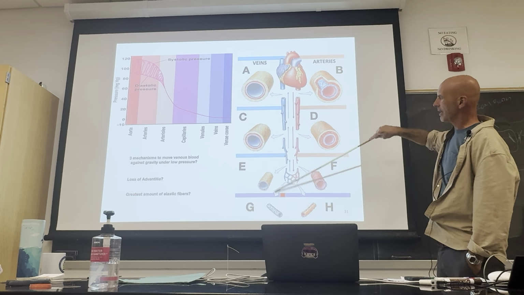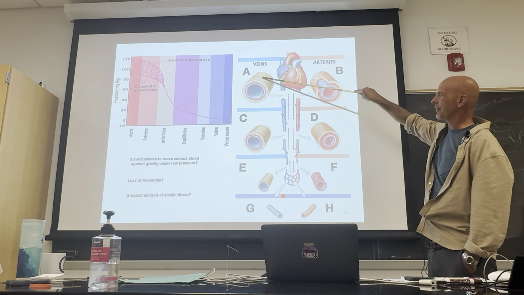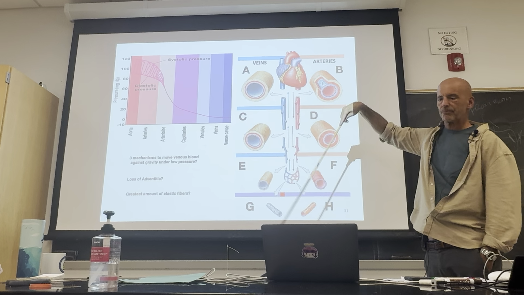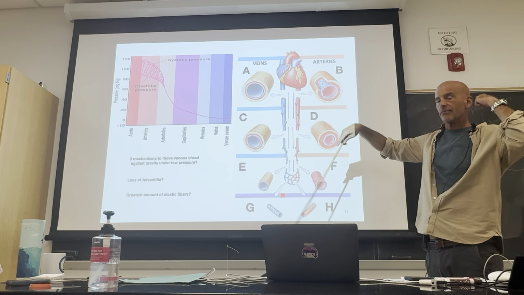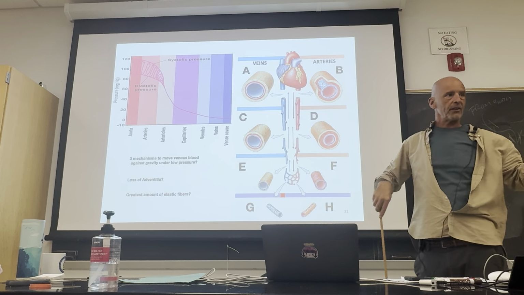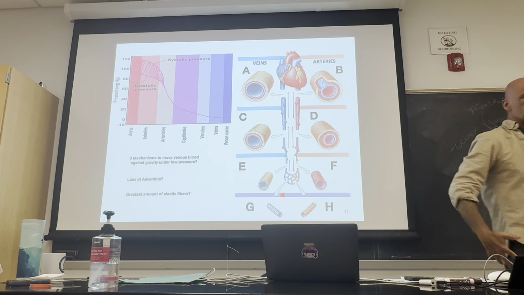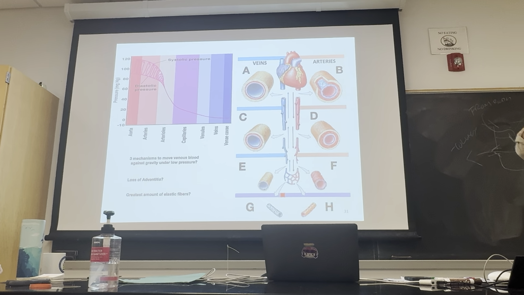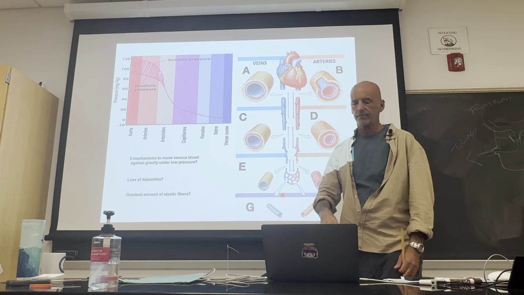So how do we get blood back up this way? What are the three mechanisms? Venous valves, skeletal muscle pump, thoracic pump. Everybody understand those? The skeletal muscle pump is you moving around and squeezing blood upwards. The valves are going to catch it.